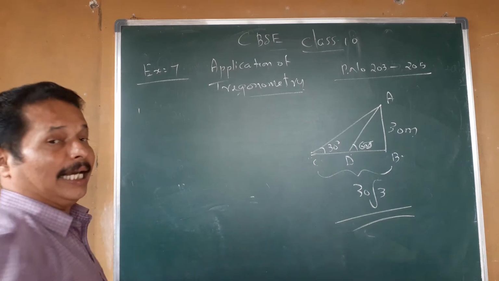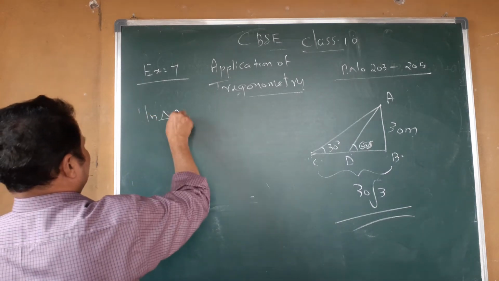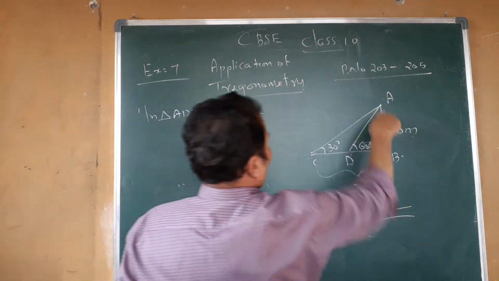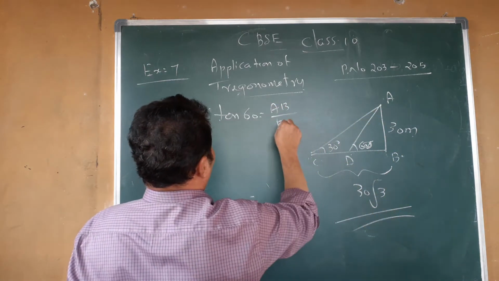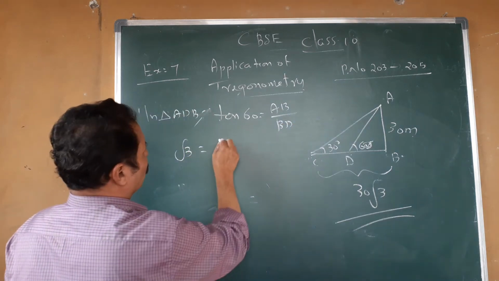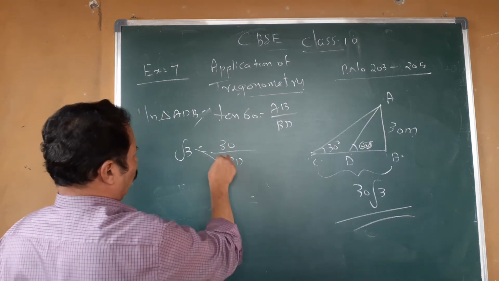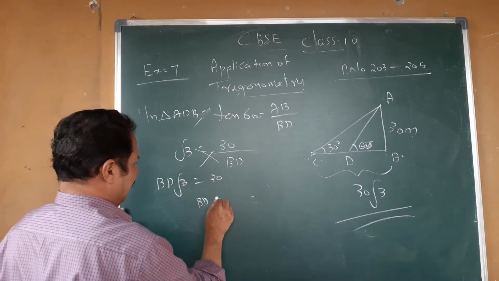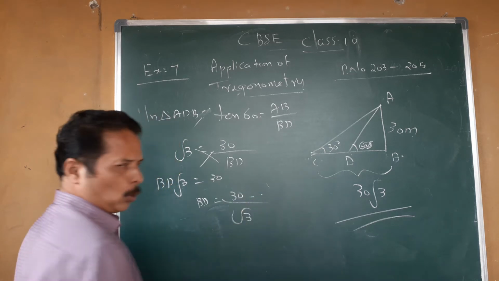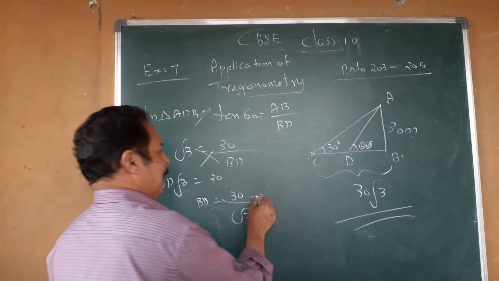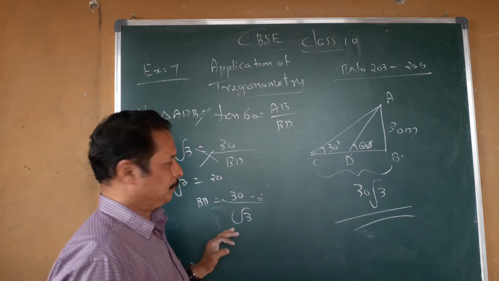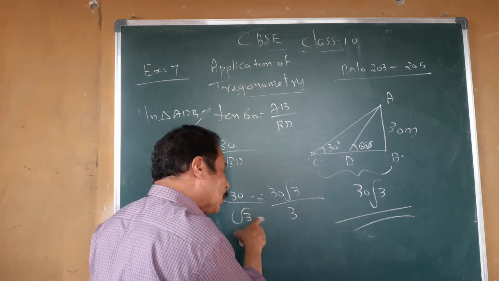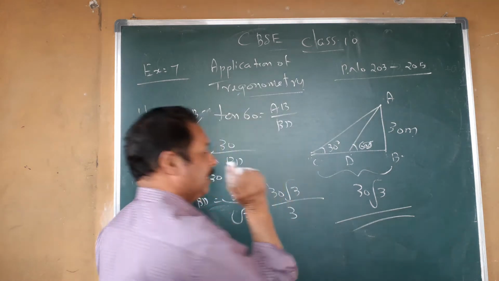And we look at the triangle ADB. In triangle ADB, tan 60, opposite side and adjacent side is AB by BD. Root 3 equal to 30 divided by BD. Cross multiply. BD into root 3 equal to 30. BD equal to 30 divided by root 3. Is it clear? Then multiply here and here by root 3. That is 30 into root 3 divided by root 3 into root 3, which equals 3. 30 into root 3 by 3, that is 10 root 3.